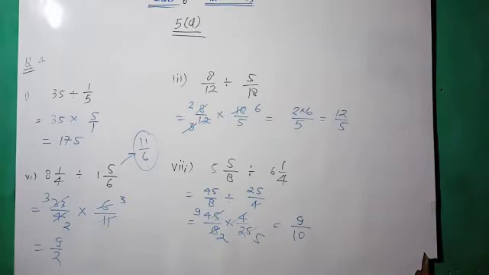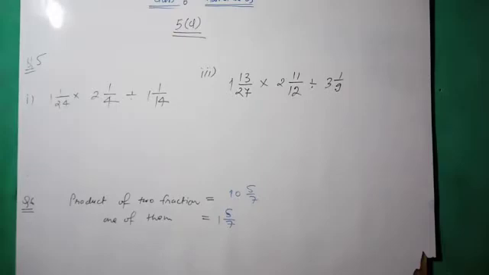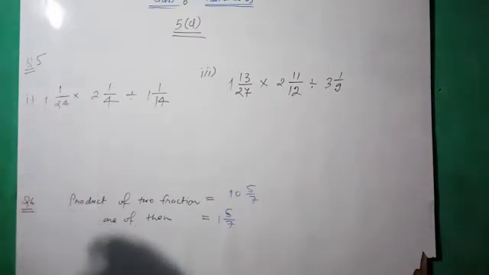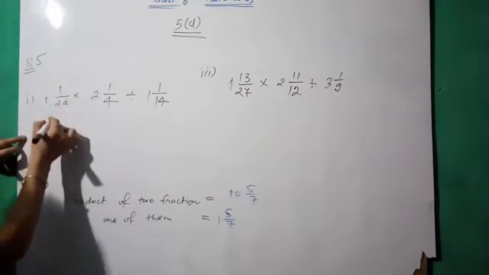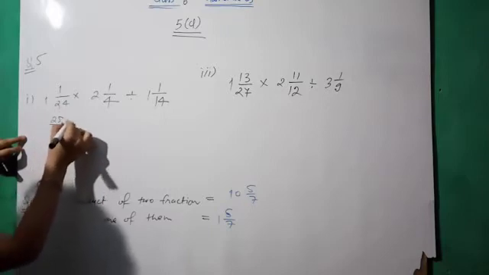5th. Question number 5th. In the first part, first you have to multiply, then divide by the third number. Okay, so now we will discuss question number 5th. We have 1 whole 1 upon 24. Okay. First of all, we have to simplify this. 24 plus 1, 25 upon 24.